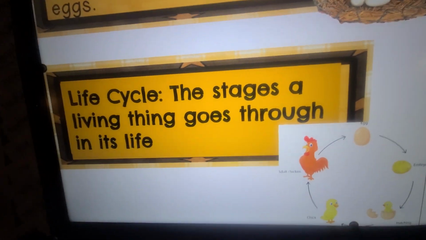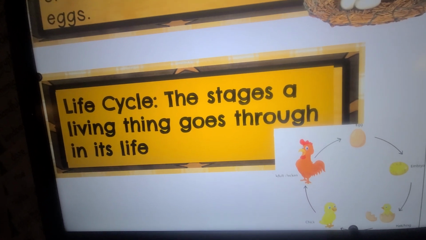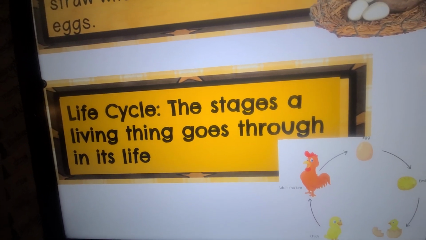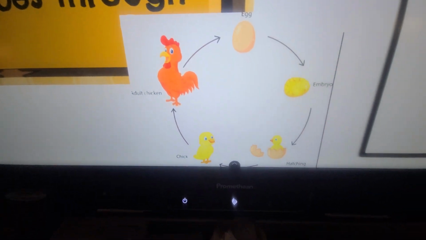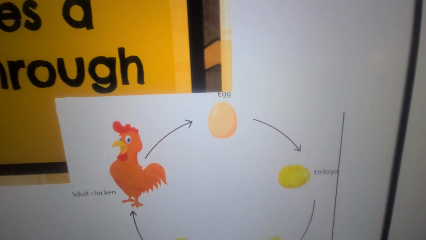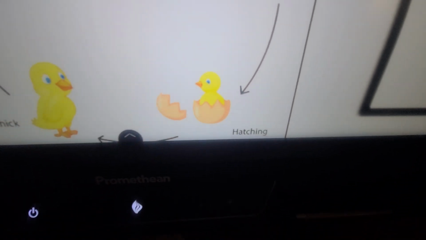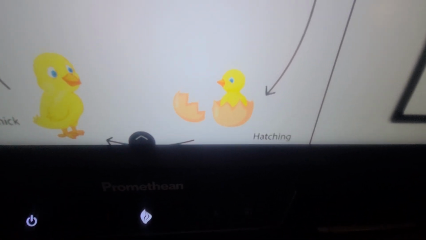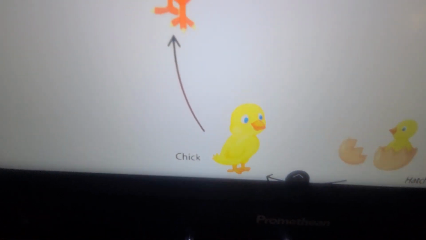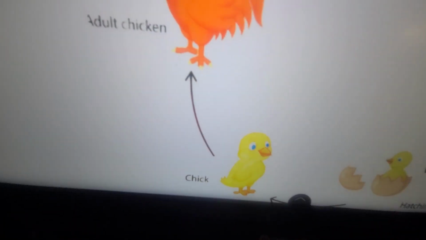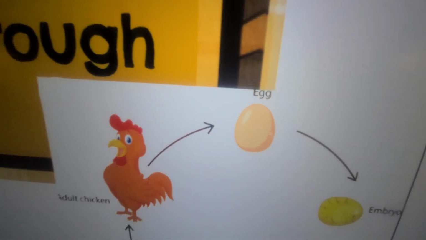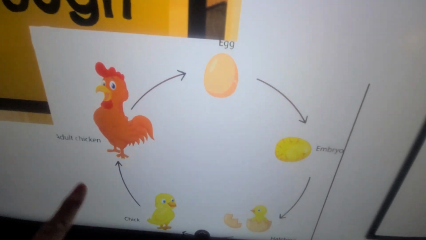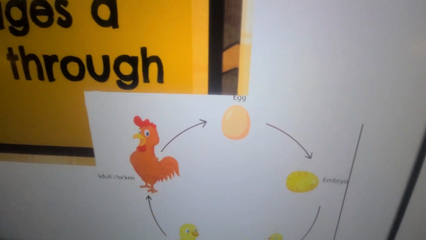Our second word today is life cycle, and we've talked about this a lot as we've done different science experiments in the classroom. The life cycle is the stages that a living thing goes through in its life. So for a chicken, we have an egg. Yesterday we learned the term embryo. Then 21 days later, we're going to have a baby chick, and then we're going to watch that baby chick grow up. It's going to be either a hen or a rooster, what their function is, and then they will have another life cycle to begin, right? The hen will lay the egg and it will start again.